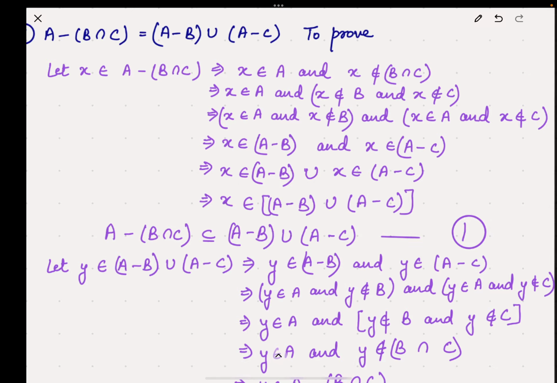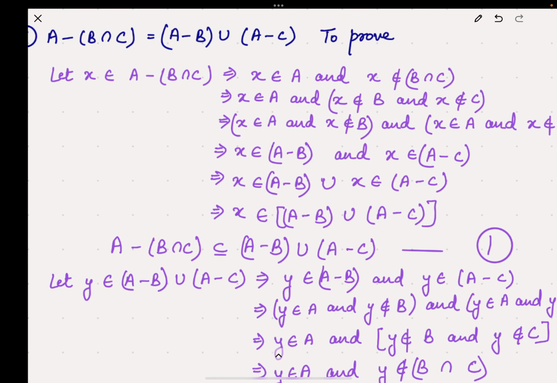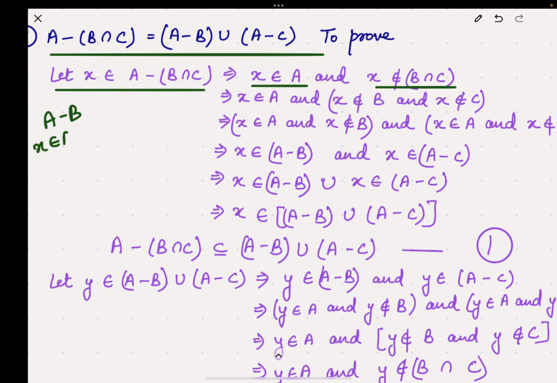Let's take another example, another question. Here we have this equation where we need to prove this. Again the steps will be like, take the element that belongs to LHS and prove that it also belongs to the RHS. So here also, let's start with X belongs to A minus B intersection C. Then this will be written as X belongs to A and X does not belong to B intersection C, because for A minus B we write X belongs to A and X does not belong to B. So here B is replaced by B intersection C.